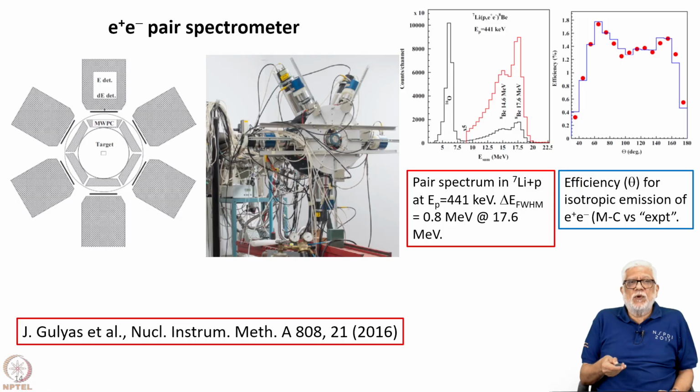So this is an example of an electron-positron pair spectrometer. So you have a large plastic scintillator, and you have a detector here which measures the delta E.